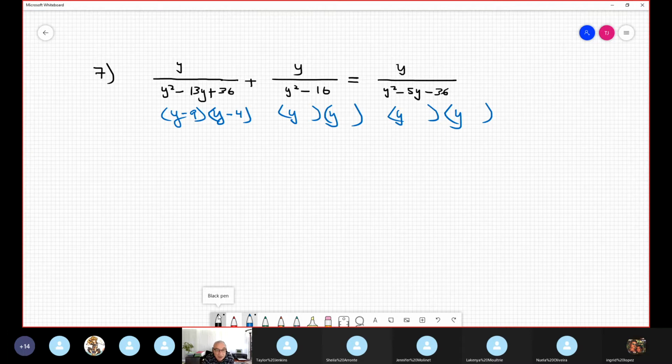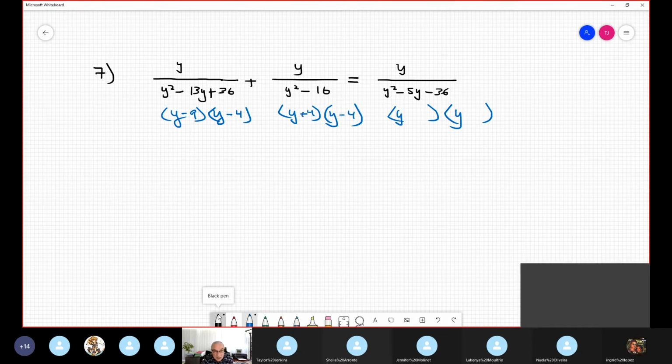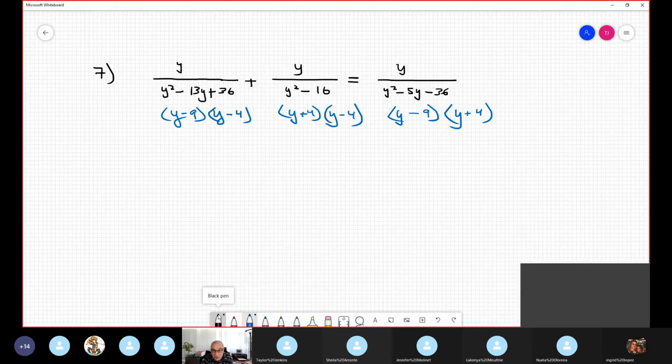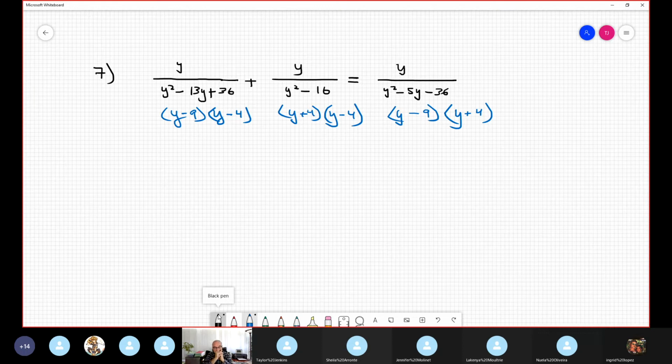Let's do the second. The second is a difference of squares. Super easy. Square root of 16 is 4, plus or minus. Done. And the last trinomial is exactly the same, 9 and 4, because 9 times 4 is 36, and 9 minus 4 is 5. But the signs are negative 9 and positive 4, different. We are doing the factorization. Done. We are the best in Miami-Dade College.